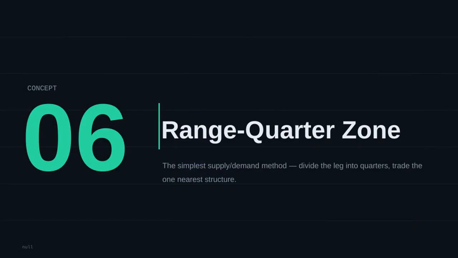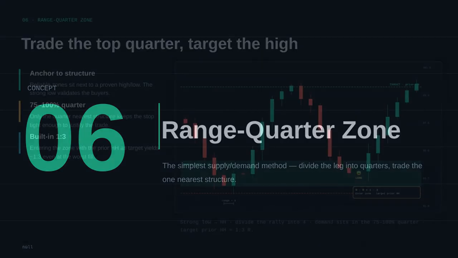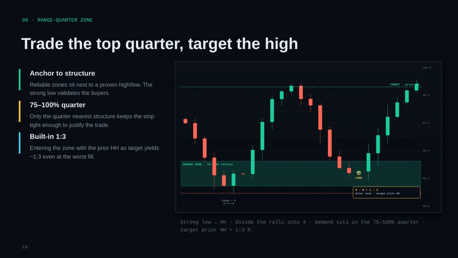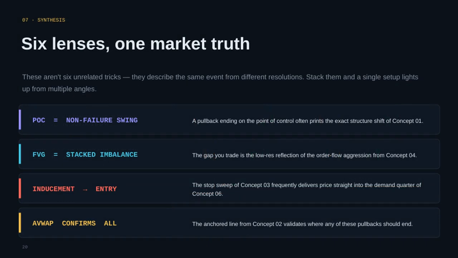Concept 6, the range quarter zone, the simplest supply and demand method. Divide the leg into quarters and trade the one nearest structure. Trade the top quarter, target the high. After a strong low forms a higher high, divide the rally into 4. Demand sits in the 75 to 100% quarter, and targeting the prior high builds in roughly a 1 to 3 reward. 6 lenses, 1 market truth.